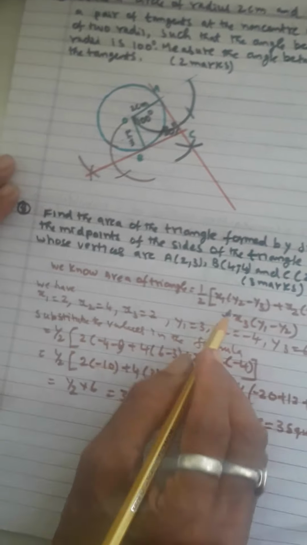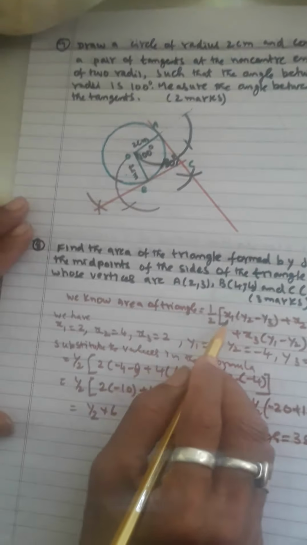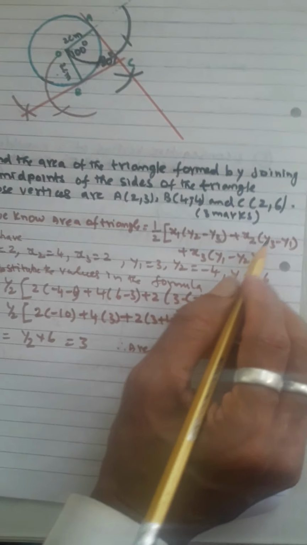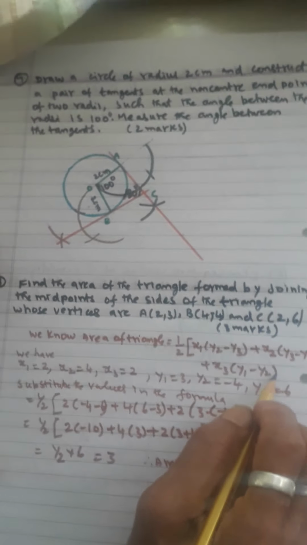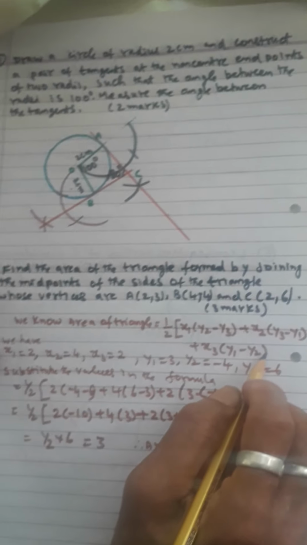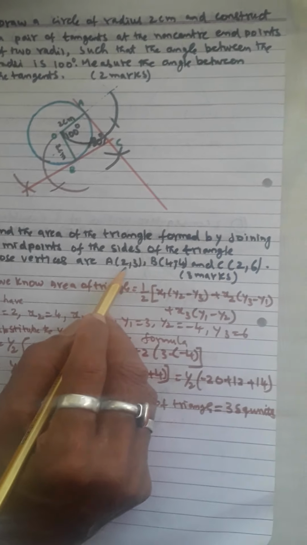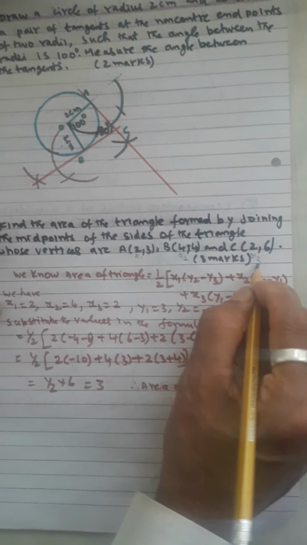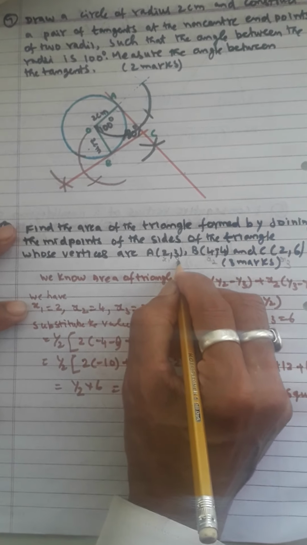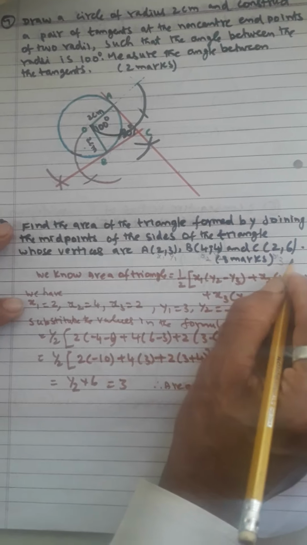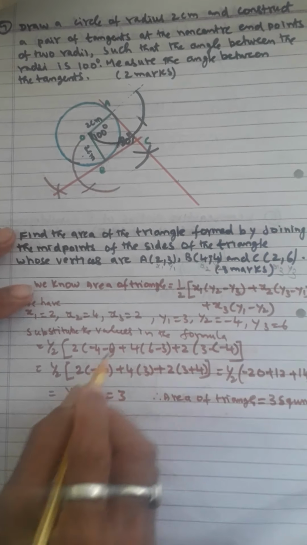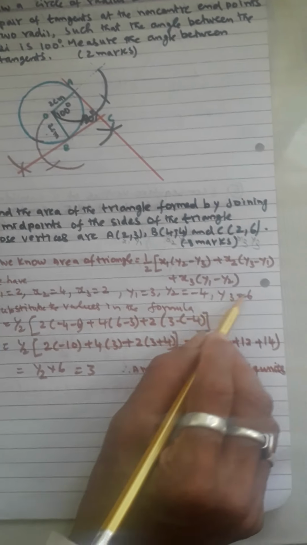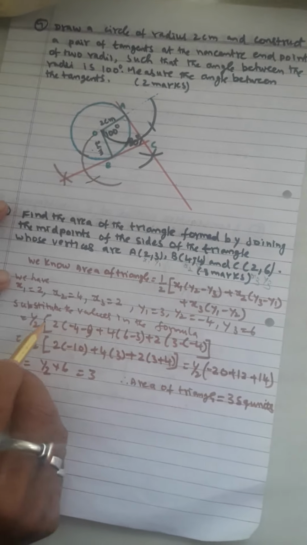Area of the triangle formula you already know: half into x1 (y2 minus y3) plus x2 (y3 minus y1) plus x3 (y1 minus y2). Okay, now substitute the values. Whatever the first values they given, this is x1, this is x2, this is x3. Whatever the second values, this is y1, this is y2, this is y3. Now write all the values also. Then apply the same formula.